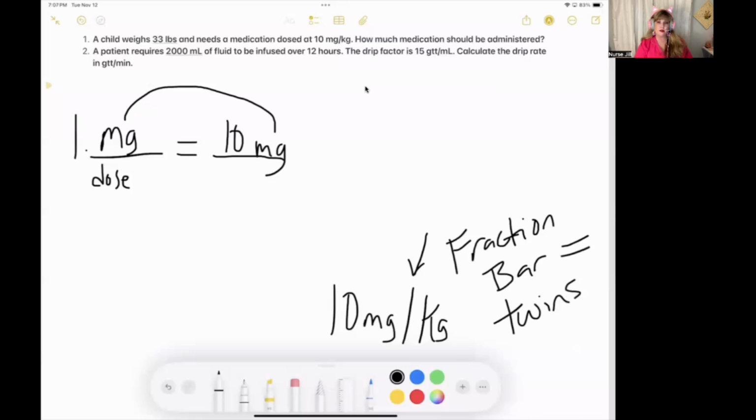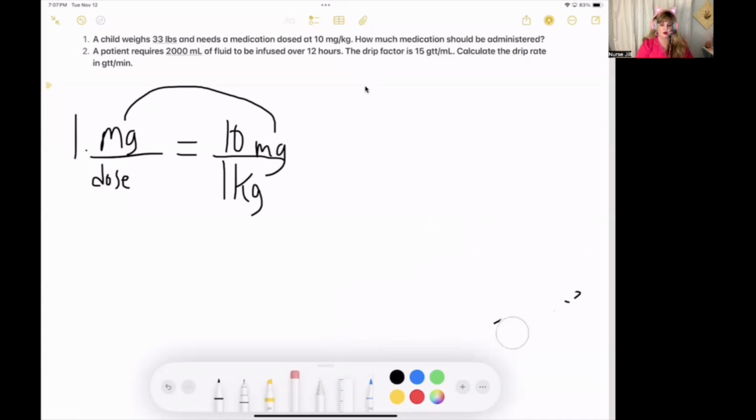We can flip them upside down if we need to, so that way these labels will match at the ends of our rainbow, but we don't want to separate them. So let's put 10 mg over 1 kg. Now, in your question, the kg does not have a number. If it doesn't have a number, that's fine. Always put a 1 with it. That way you've just got a number and a placeholder.